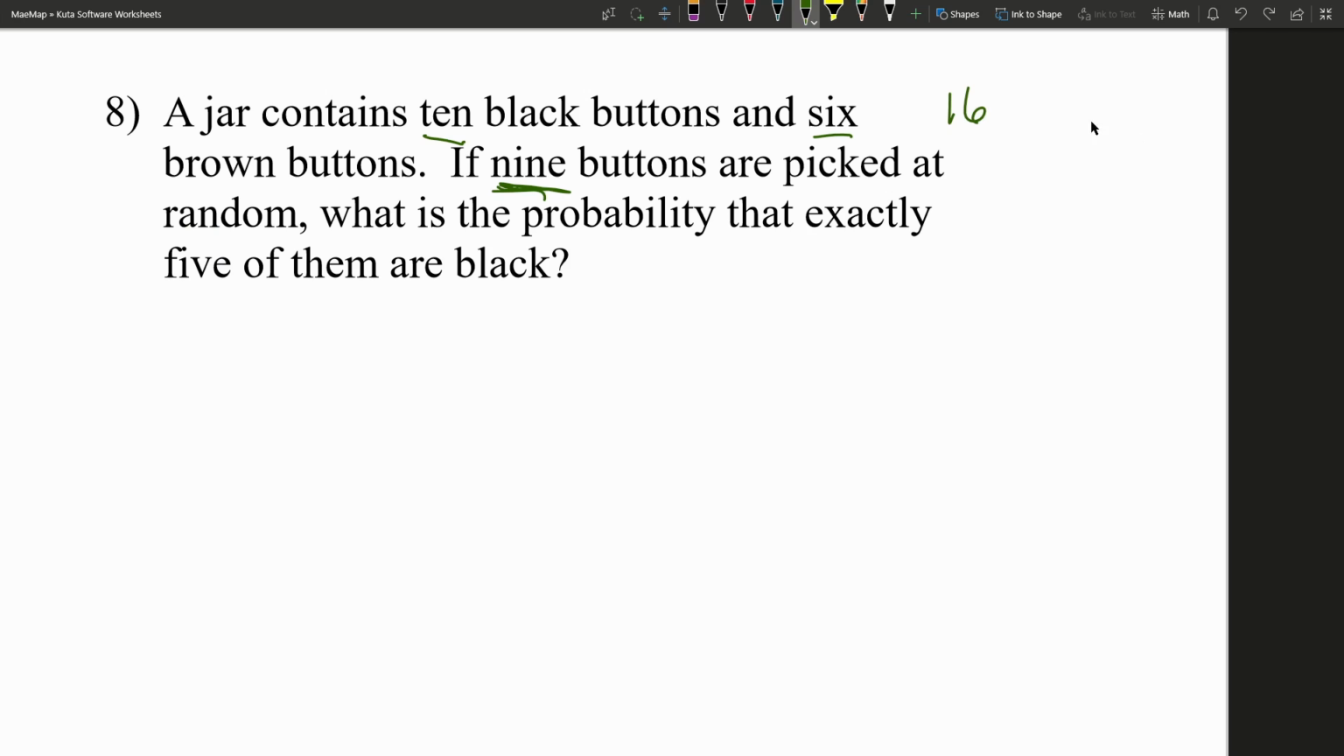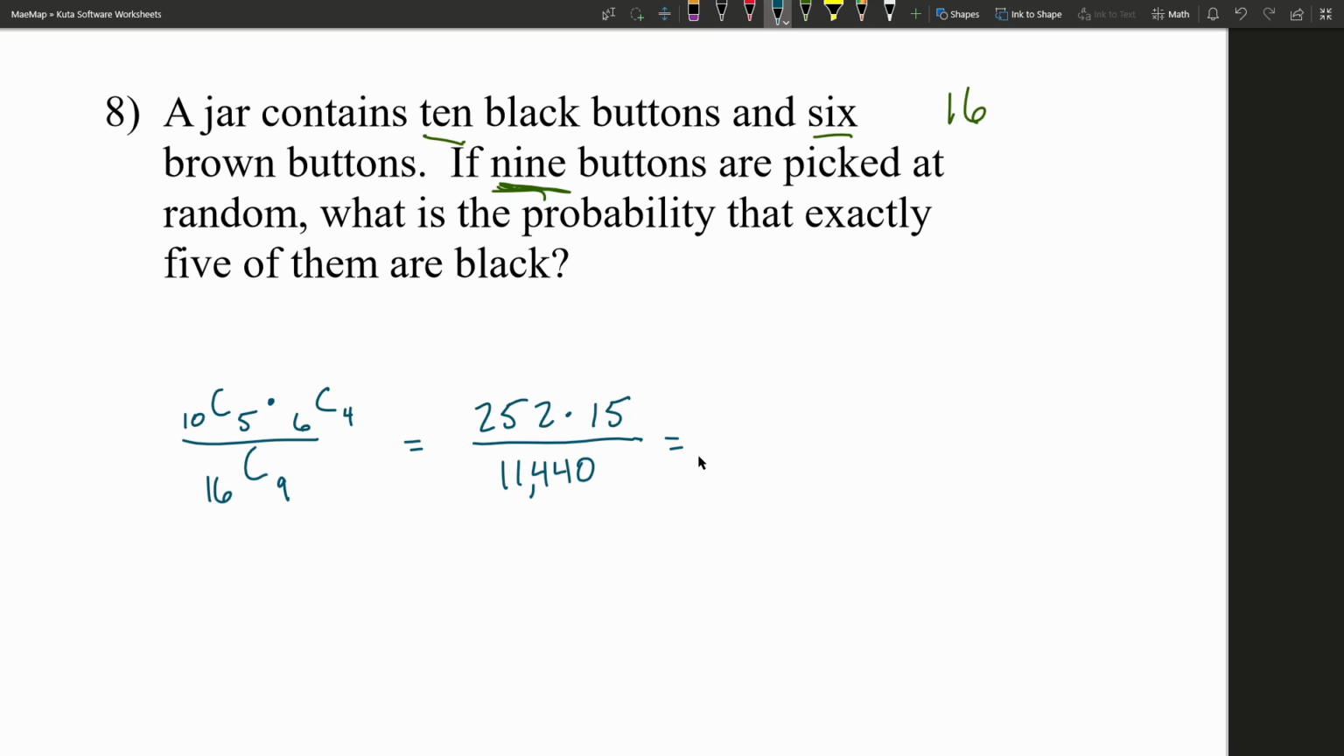So let's dive in. Again, out of those total of 16, we're selecting 9. And order doesn't really matter. So 16, choosing 9. How many black buttons do we want? 5 black buttons. So out of the 10 total black buttons, we're choosing 5 of them, but we need to multiply that by, out of the 6 brown buttons, we need to choose 4 of them. Because that 5 plus 4 is going to give us 9. Let's go ahead and calculate this out. 10 choose 5 is 252, and that gets multiplied by 6 choose 4, which is 15, and that's all divided by 16 choose 9, which equals 11,440.